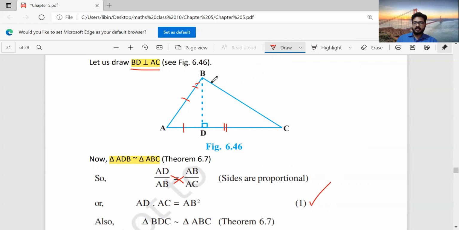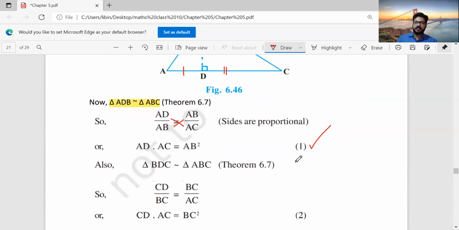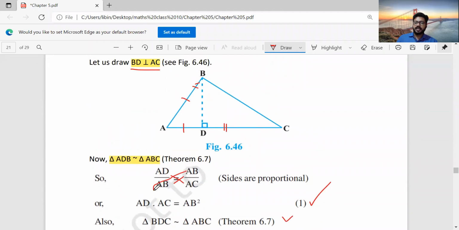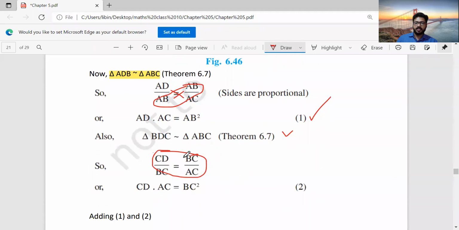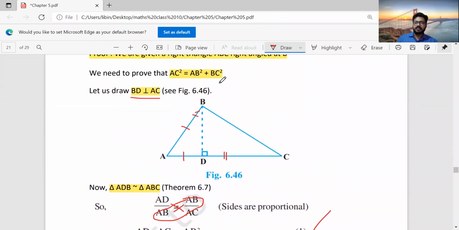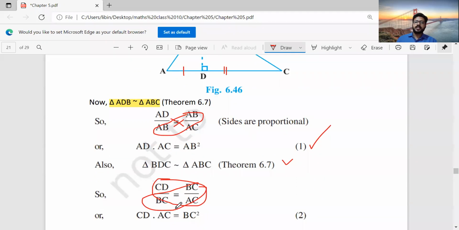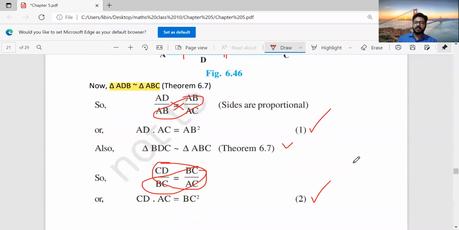Now similarly, in the same manner, triangle BDC is similar to triangle ABC. Again, we are making use of theorem 6.7, and they are similar. We can say that CD by BC is equal to BC by AC. Remember, we are taking AB here and BC here because they are the sides of the bigger triangle. That's our aim. So CD into AC is equal to BC squared, and we are calling it equation number 2.